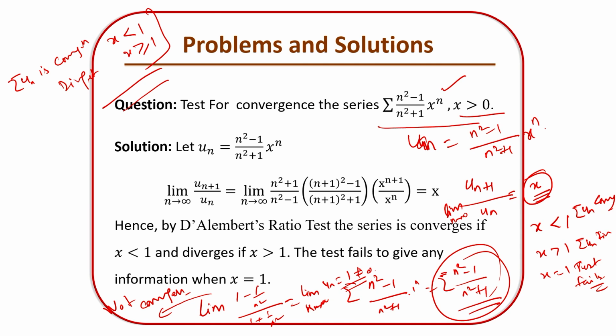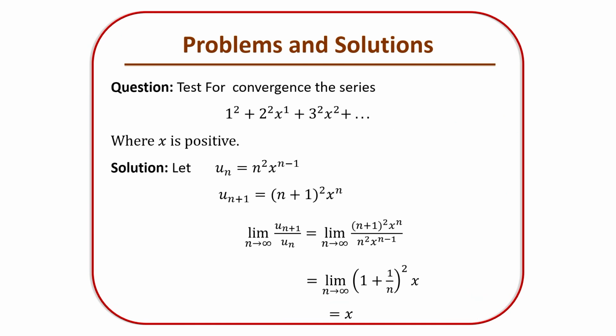That's their answer. The next question, look at the structure of the problem. It says test for the convergence of the series 1 square, 2 square x, 3 square x². So you can write this one as 1 square into x to the power 0 plus 2 square into x to the power 1 plus 3 square into x square plus 4 square into x cube and so on. So what is the u_n? u_n becomes n square, right?